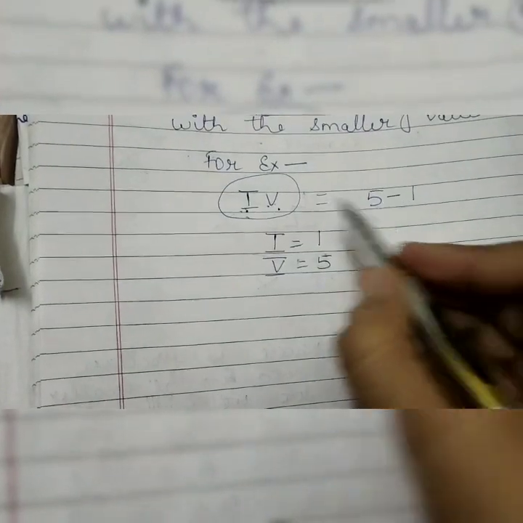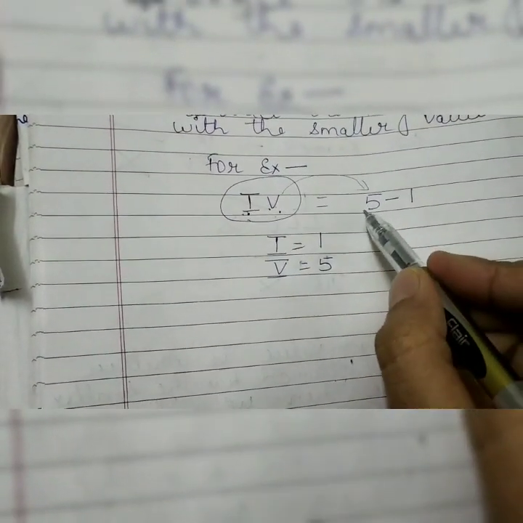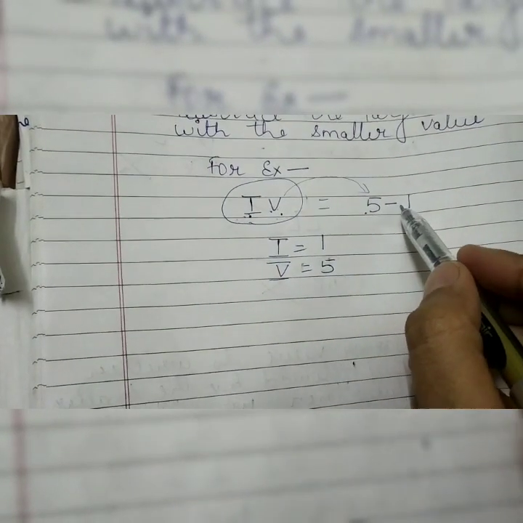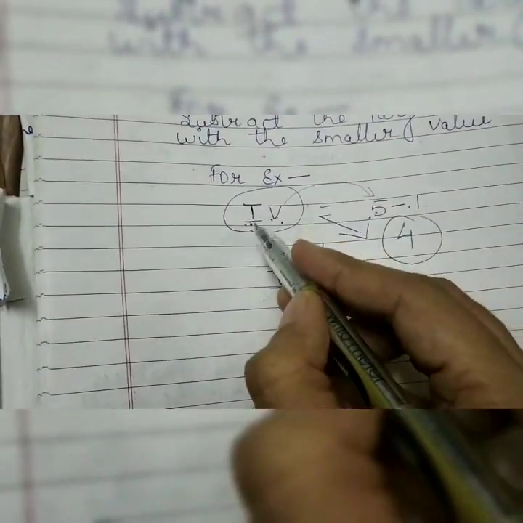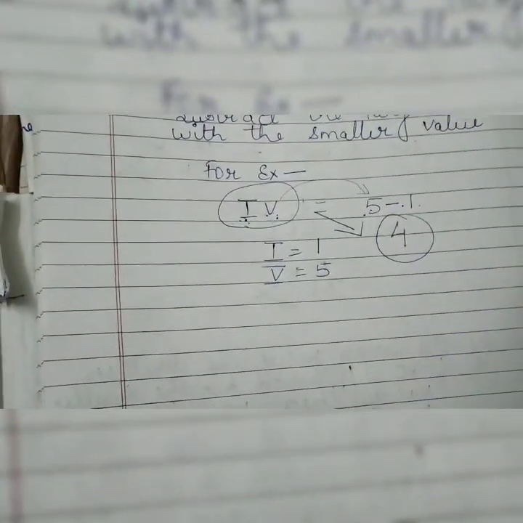So how will we subtract? We will write the bigger value first, then we will write the smaller value. So 5 minus 1 is what? 4. So IV is equal to 4.